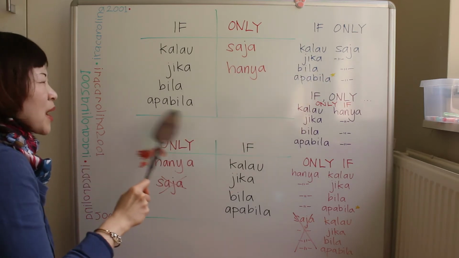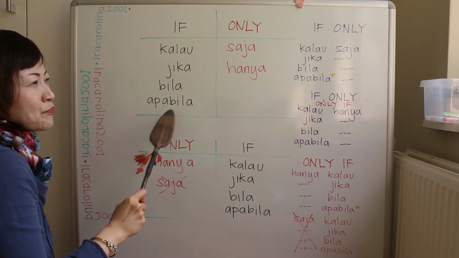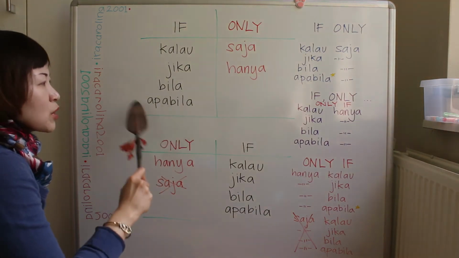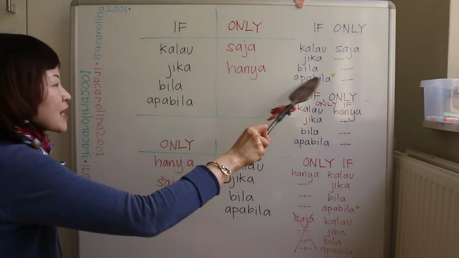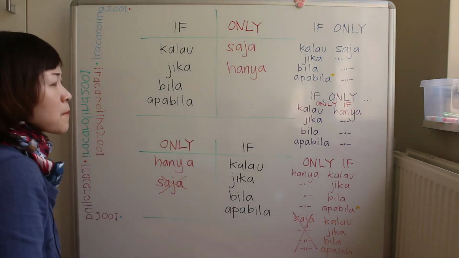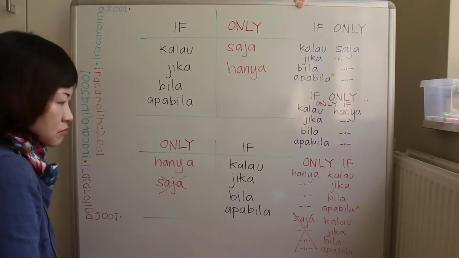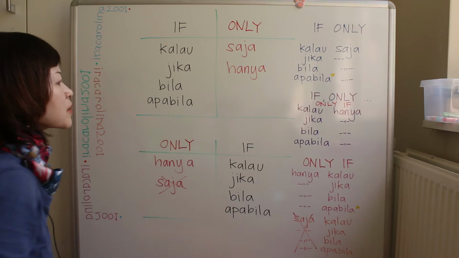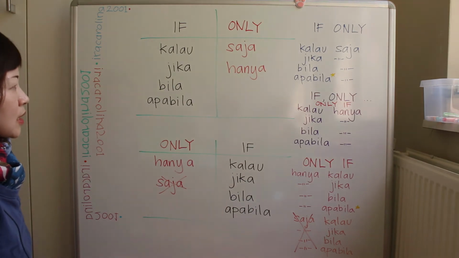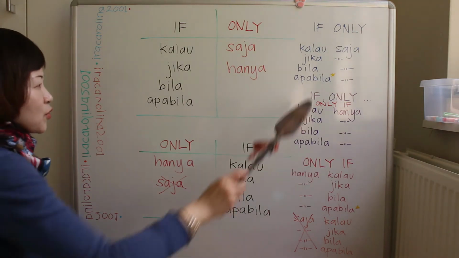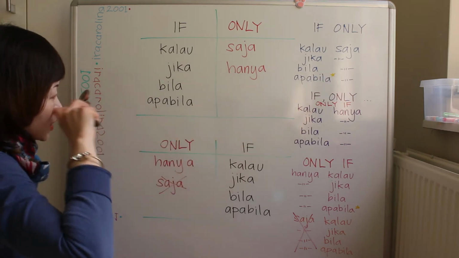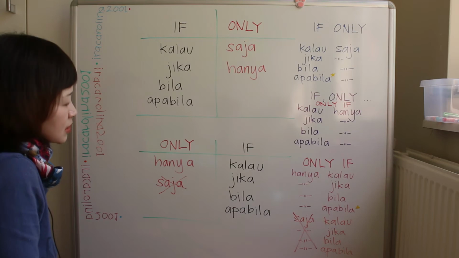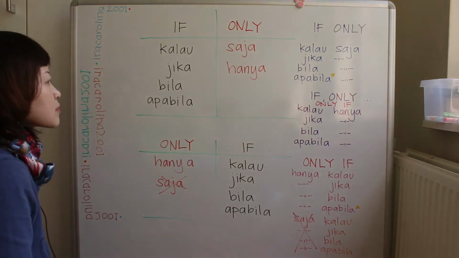Even though this apabila is more polite or really formal, so it's rarely used, but it's possible to be used. There's nothing wrong about it. I just put a star. Especially if you want to put it together with the only saja, apabila saja, it's rarely used.